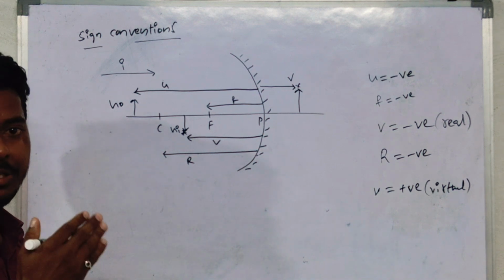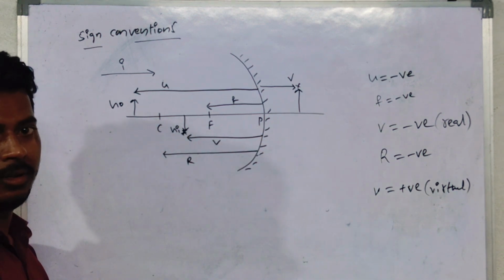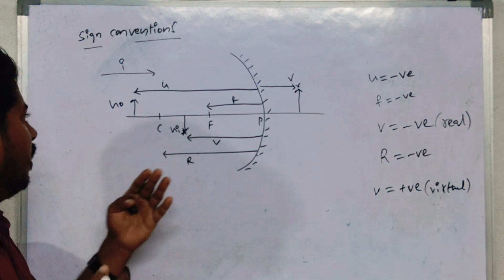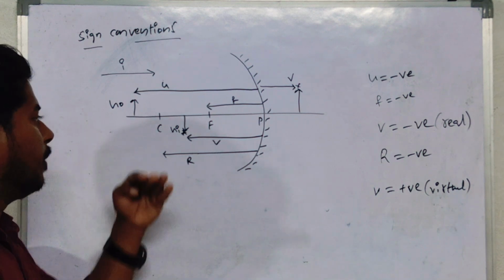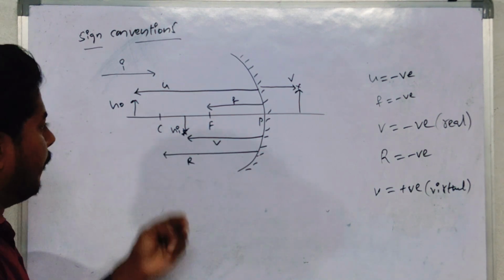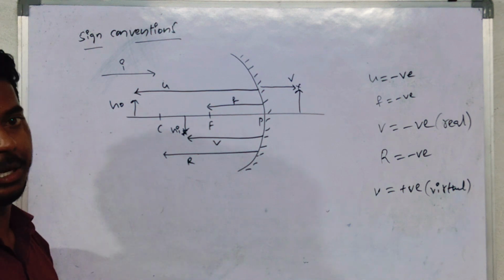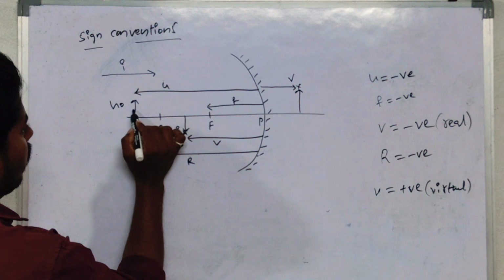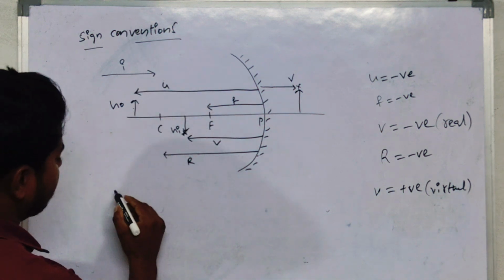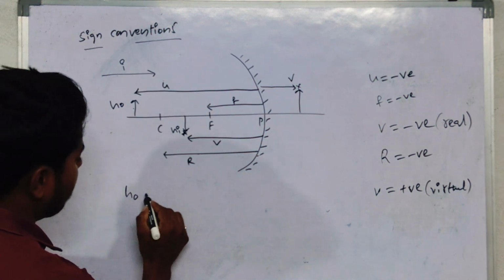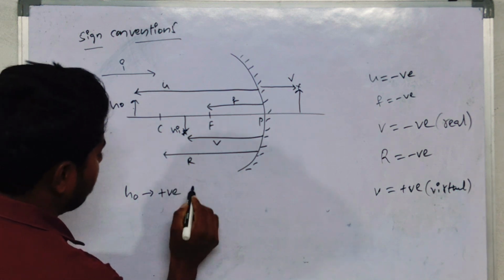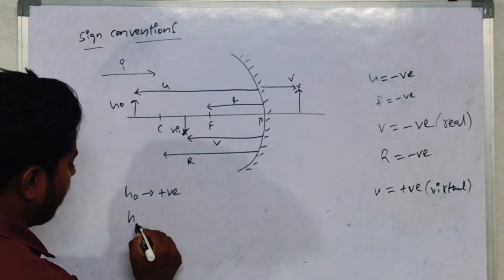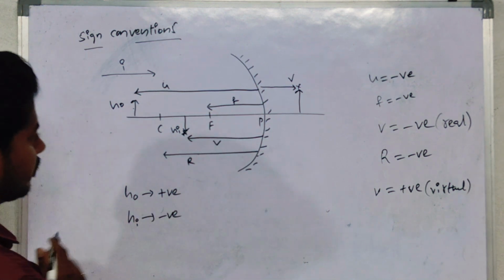All heights are measured from the principal axis. Suppose any object or image is above the principal axis, consider it positive. Below the principal axis, consider it negative. Now you can observe here the object height is above the principal axis, so consider it positive. Now the image height is below the principal axis, so consider it negative.